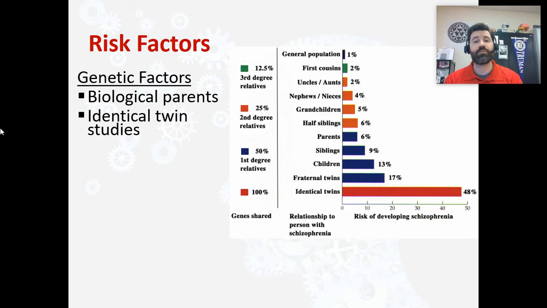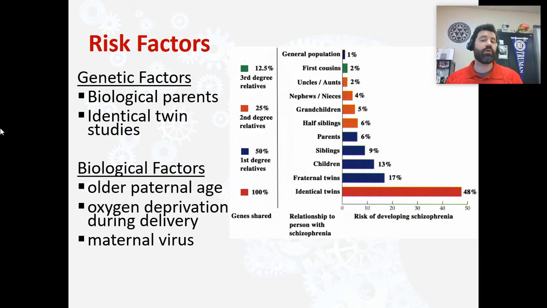Now, notice I said 1 in 2 and not 1 in 1. The fact that it's not 100%, that if your identical twin has schizophrenia, then you'll have schizophrenia, tells us that it's not strictly genetic. There is just an incredibly strong connection between our genes and developing schizophrenia. There are other biological factors to take into consideration.